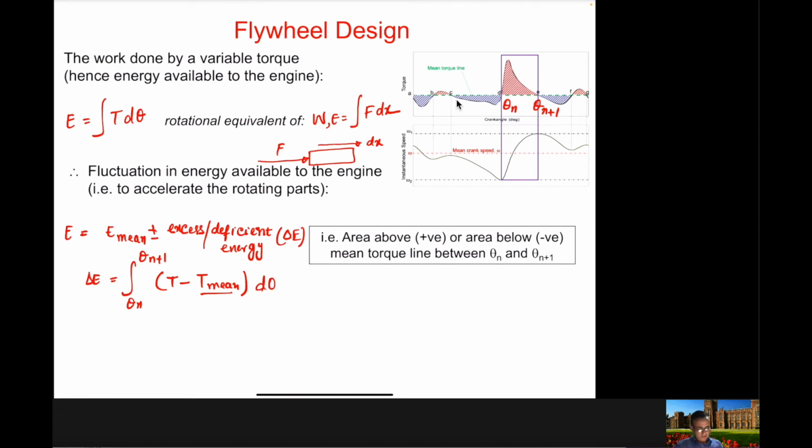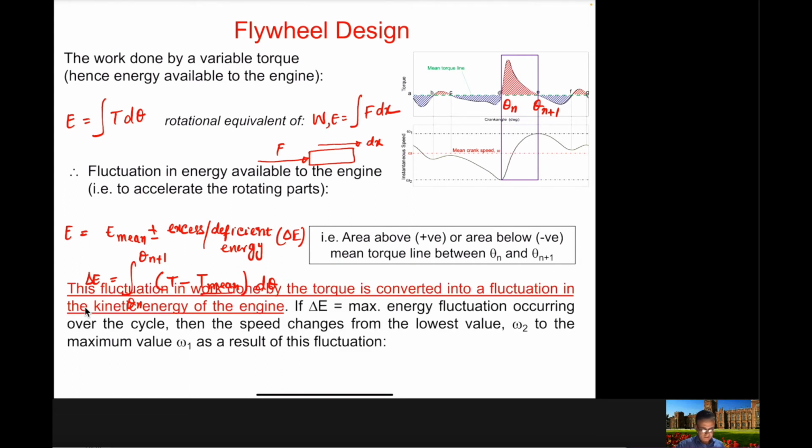And if you integrate this with respect to theta, this will provide you with the energy fluctuation. As you can see in this case, the fluctuation in the work done by the torque is converted into a fluctuation in the kinetic energy of the engine. So delta E is the maximum energy fluctuation occurring over the cycle. Then the speed changes from the lowest value omega 2 to the maximum value omega 1.